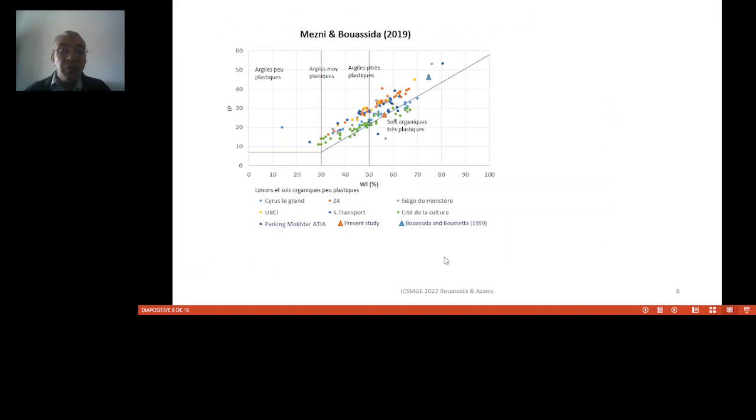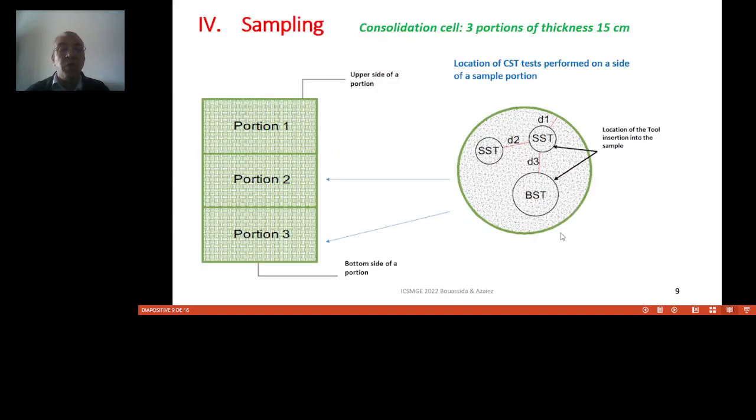The classification of the sample we used is here, which means it's a highly plastic soil.